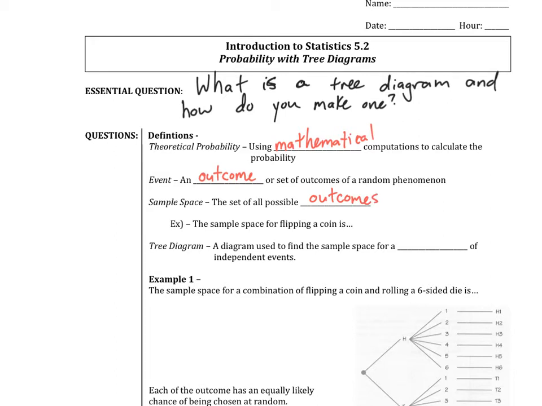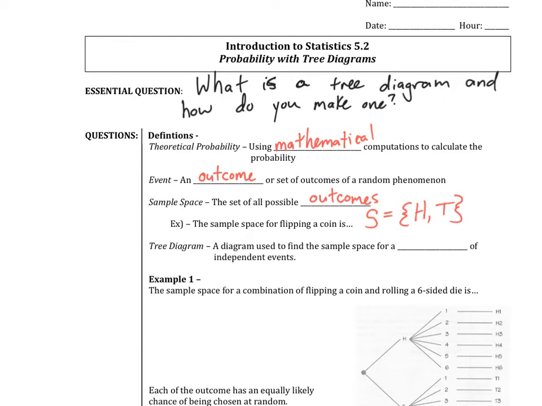For example, the sample space for flipping a coin will be written like this. S for sample space equals, we put brackets, could be heads or could be tails. So S equals heads or tails. The sample space is heads or tails. Okay, and an event would be like if you flip the coin and you end up with a head. So the event would be I just flipped a head.